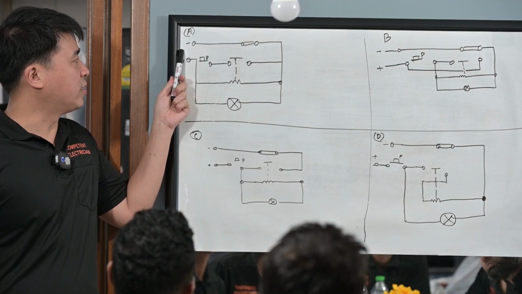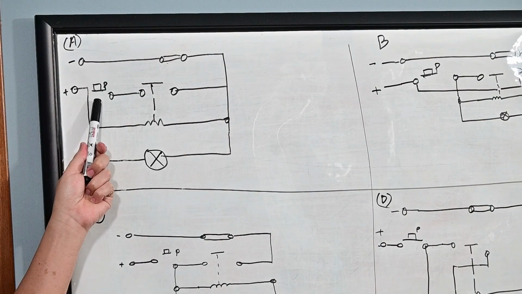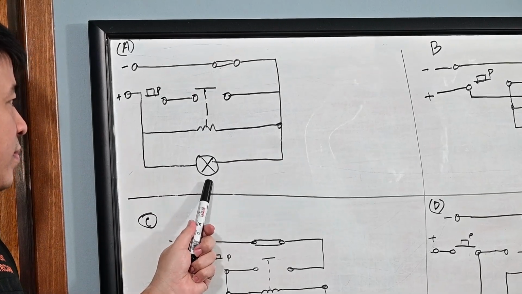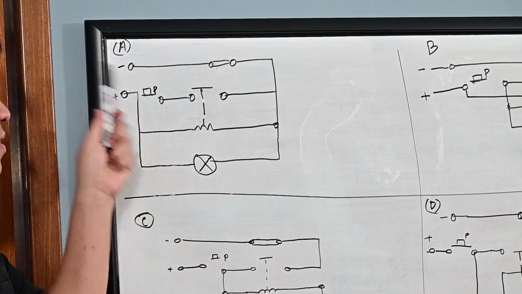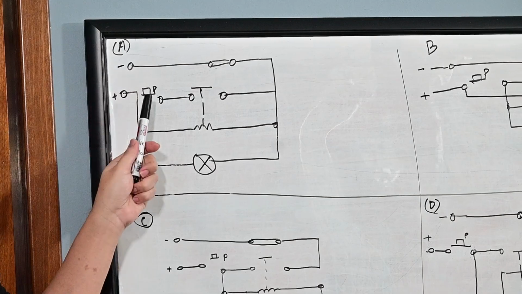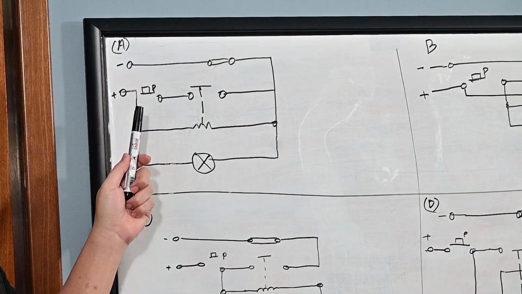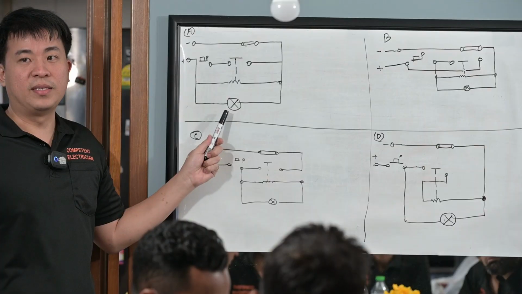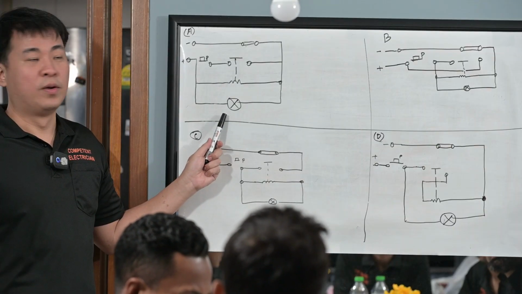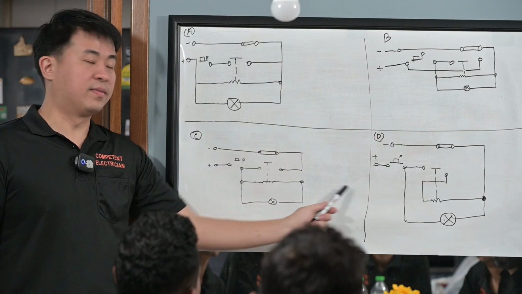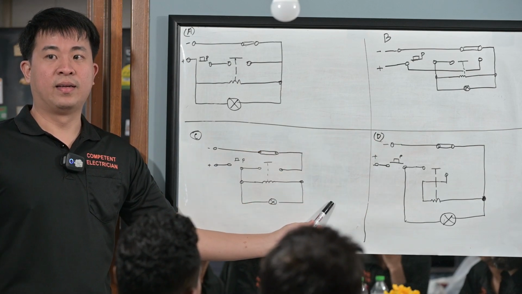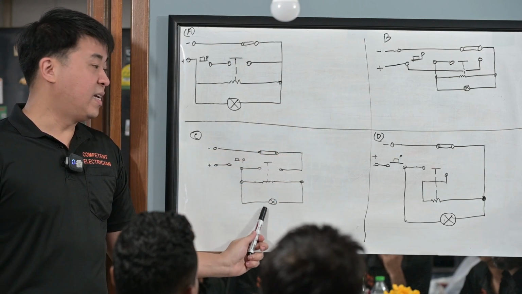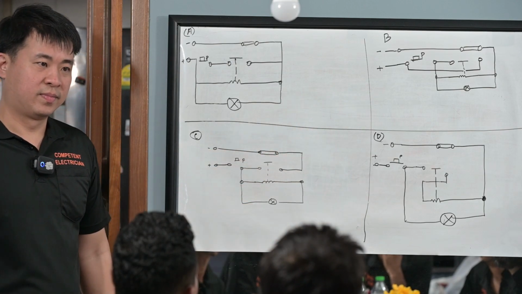So the question is, when I press P, this bulb will light up. When I release, that means I let go, the button will spring up. Once the button springs up, the light bulb must still be lighted. That means it will still be bright. Which one is the correct circuit? A, B, C or D?